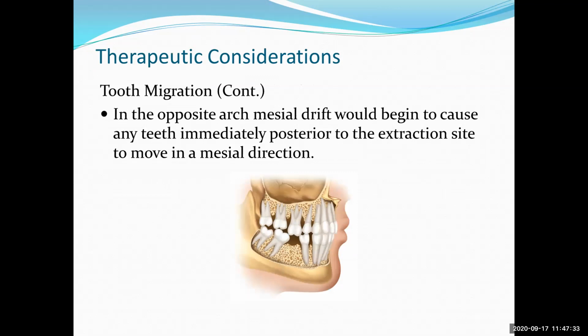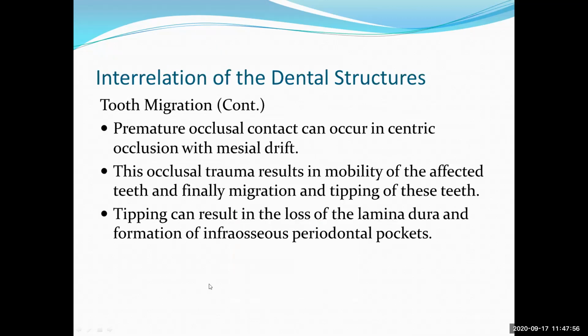One of the phenomenons is called mesial drift. So this tooth, the maxillary molar, is supra-erupting as this molar on the mandibular is trying to drift mesially. You can see this premolar is actually drifting distally, but that's because of the biting force here. The bite is causing that. Premature occlusal contact can occur in centric occlusion with mesial drift. Centric occlusion, how do the teeth bite together?